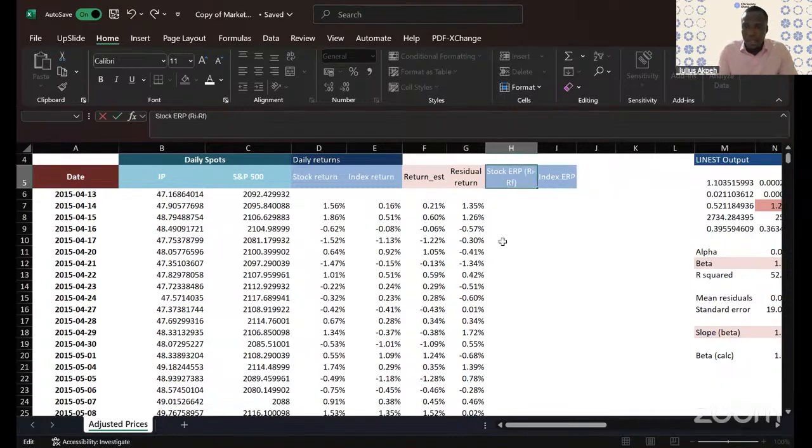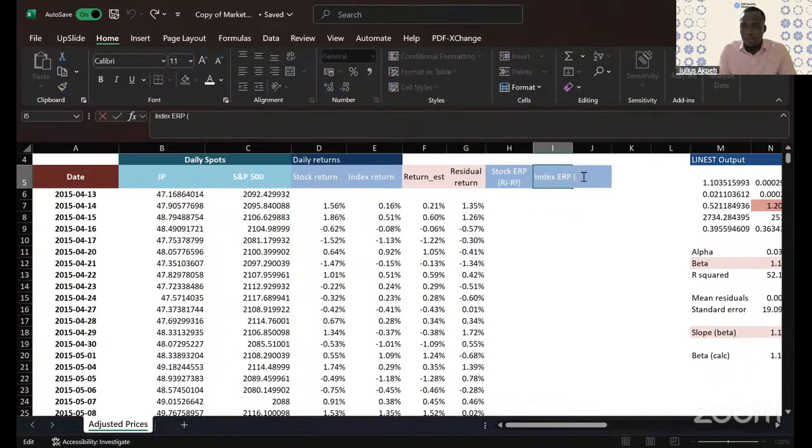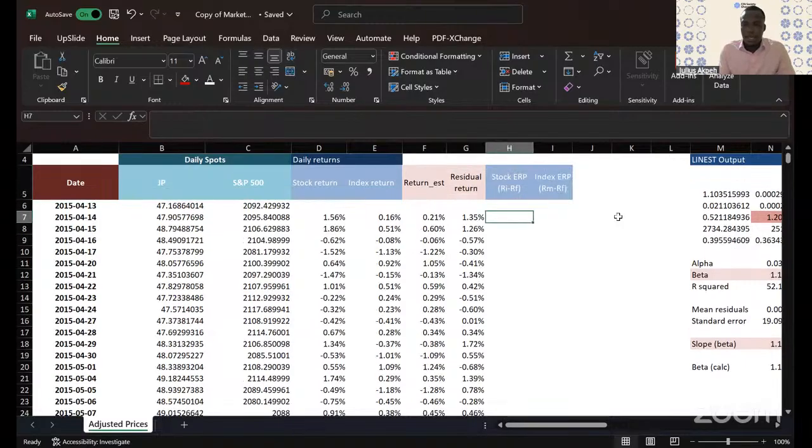This one will be RI. That's the return on a stock, right? So the index ERP, equity risk premium, which will be the return on the market minus the risk-free rate. So that's what I'm going to do. I want to quickly maybe do this, and let's see how it works.